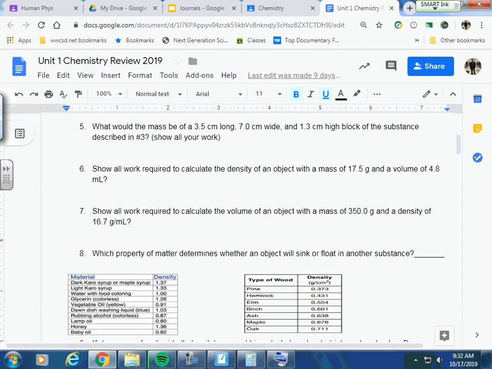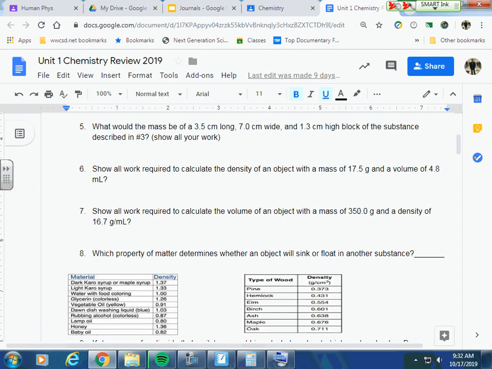So what would the mass be of a 3.5 centimeter long, 7.0 centimeter wide, and 1.3 centimeter high block of the substance described in number 3? So it's still talking about that same substance in number 3. I know that the density is 3.70 grams. We should know by now that if they're giving me the length, the width, and the height, I'm probably going to have to multiply those together to find the volume, right?